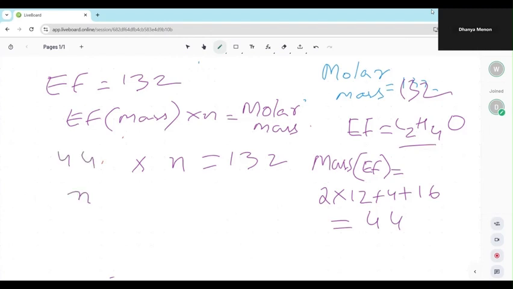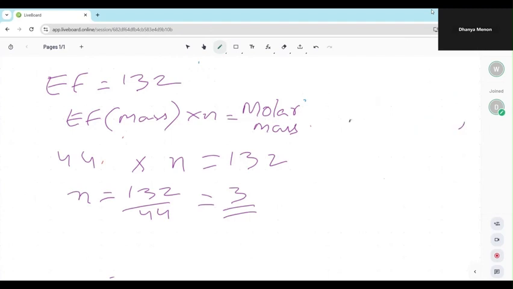So N value you will get as 132 by 44 equal to 3. Now there is another relation. I hope this is fine till here. Now there is another relation, empirical formula times N is equal to molecular formula. So students, you just have to follow the formula here. These are just easy questions, right?